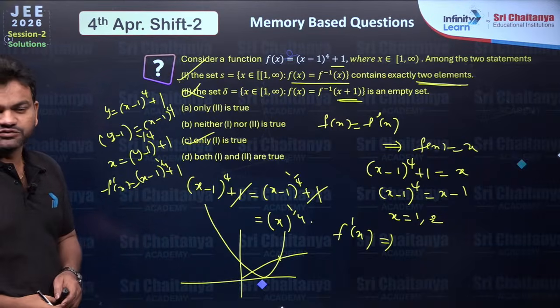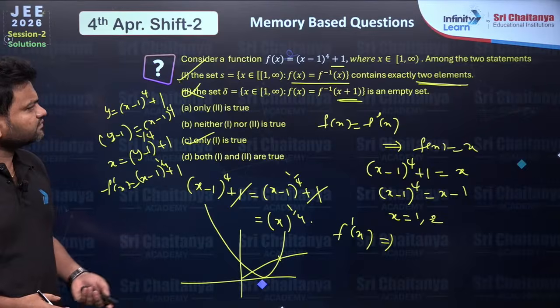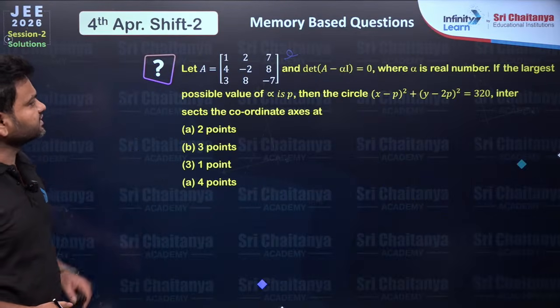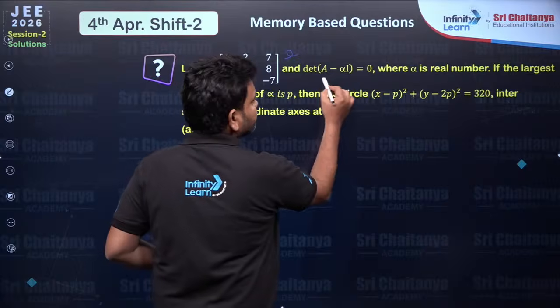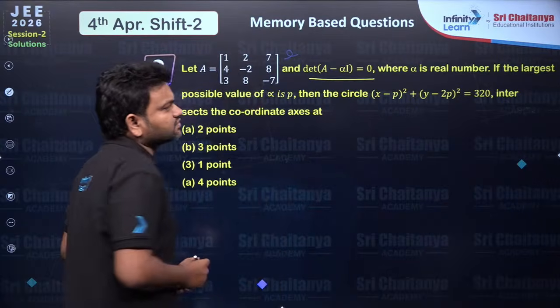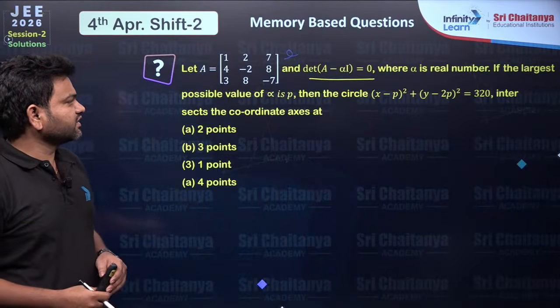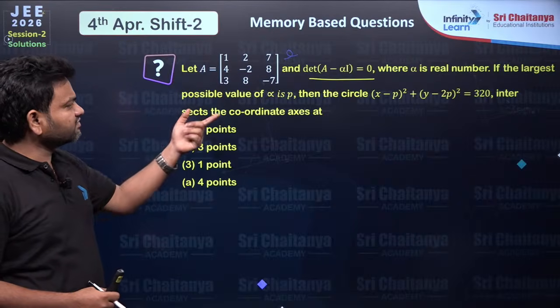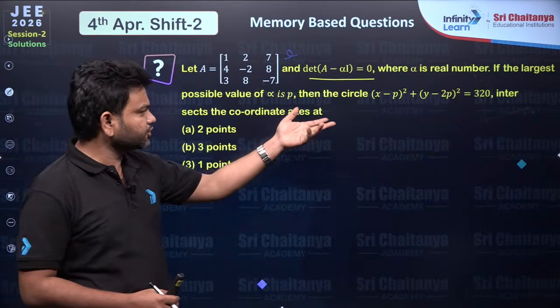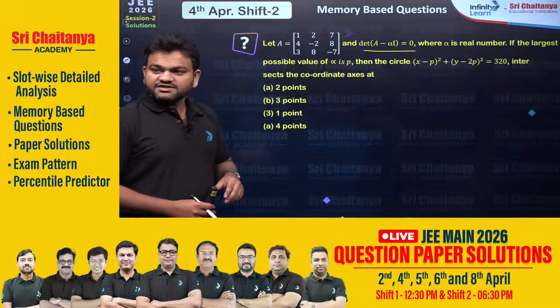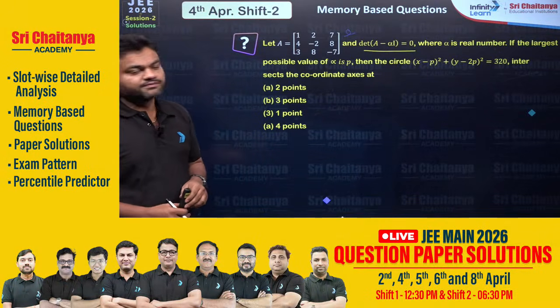All right, now the next one, you have a matrix here, and determinant of A minus alpha I is equal to 0, where alpha is a real number, and if the largest possible value of alpha is P, then the circle which is given to you intersects the coordinate axes at how many points is the question, right?